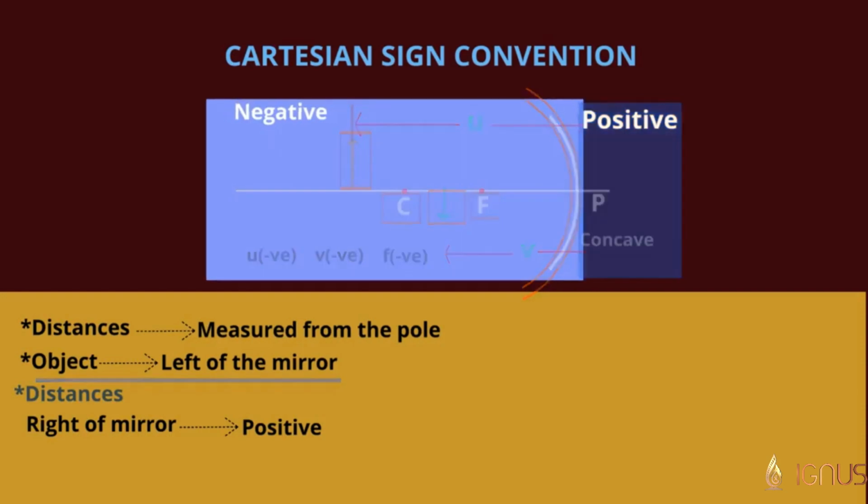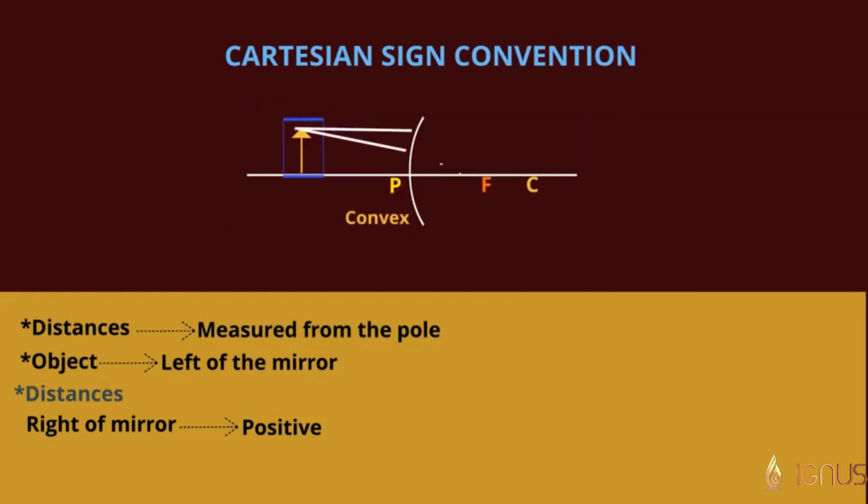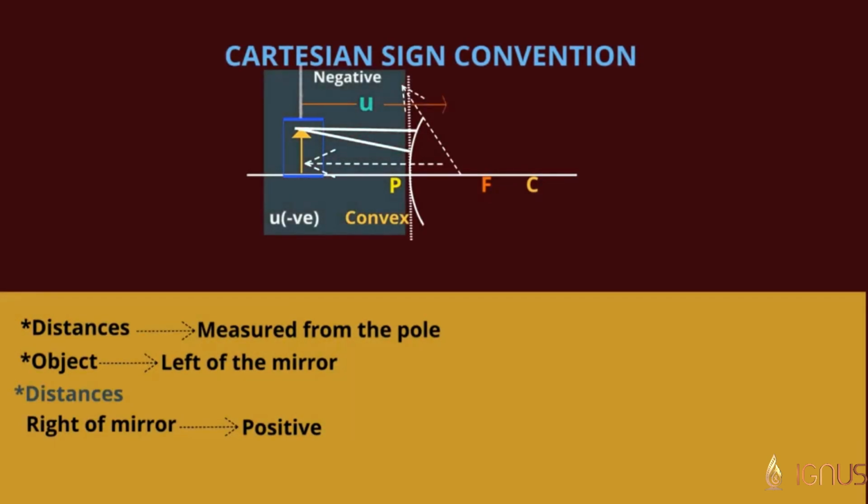What about focal length? Will it be positive or negative? The principal focus is also on the left. Hence, it will be negative. And based on the second rule, we always keep the object on the left of the mirror. Hence, distance u will always be negative.